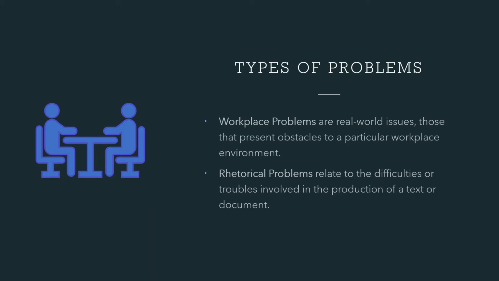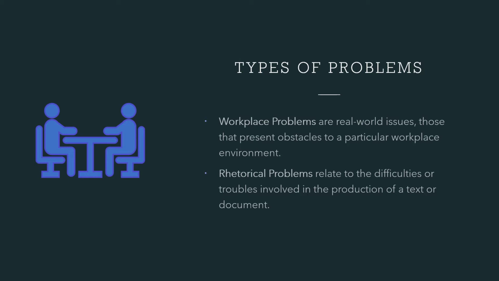So when we set this up, we're talking about two different types of problems. One is the workplace problem. Those are real world issues that present obstacles to a particular workplace environment. In other words, the thing the document is trying to actually solve in the workplace. So it might be a manual about appropriate behavior because we want to make sure that our employees behave appropriately. It might be a warning sign because we want to make sure that people in the workplace don't get hurt.